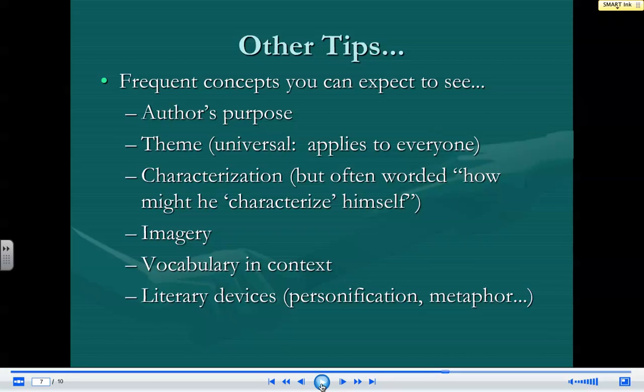You might be asked about imagery. When we think about imagery, generally we think about the 5 senses, something the author is able to make you see, feel, hear, taste, touch. You might be asked about vocabulary and context. Remember to go back through and use your context clues in the passage to help you understand words that may be unfamiliar to you. And finally, you might be asked about literary devices. Some common ones: personification, metaphor, similes, hyperbole, or understatement. Any of those things might appear on your test.